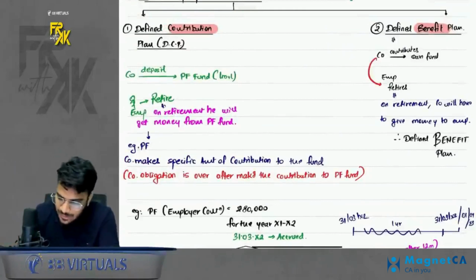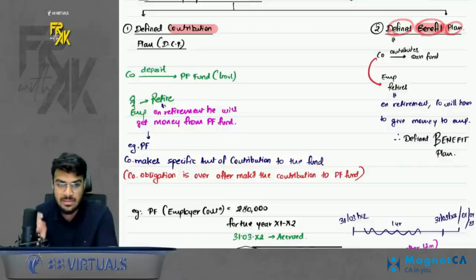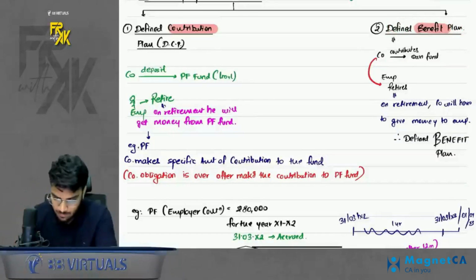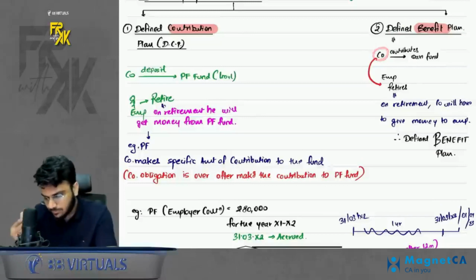Then we come to the defined benefit plan. From an exam point of view, this is the most important part. Okay, defined benefit plan. Now what is the meaning of this? Let's take one example. Let's say the company has to give a gratuity benefit. Have you heard about gratuity?